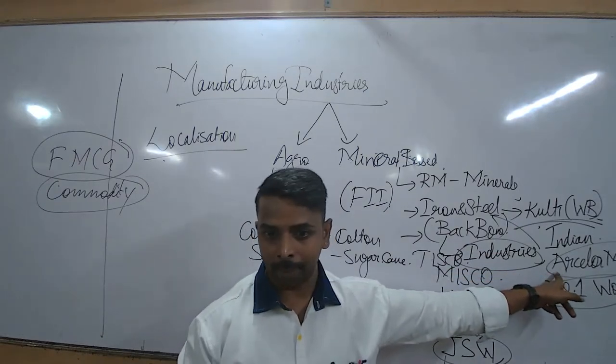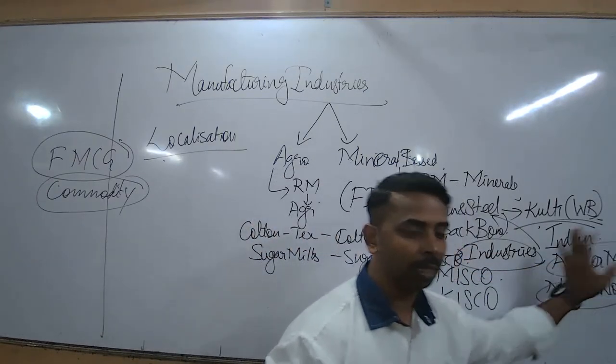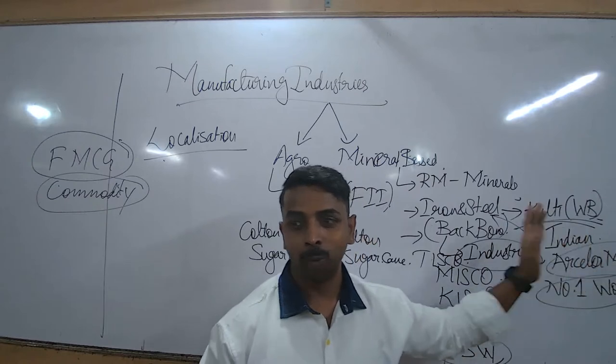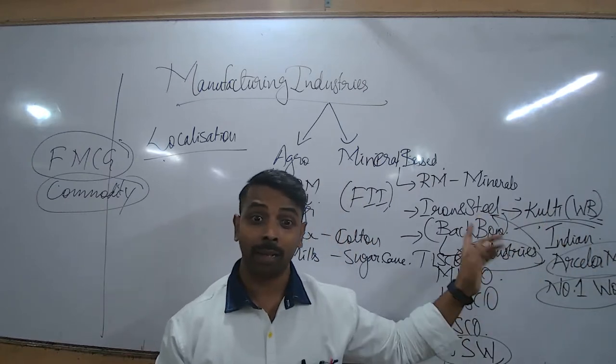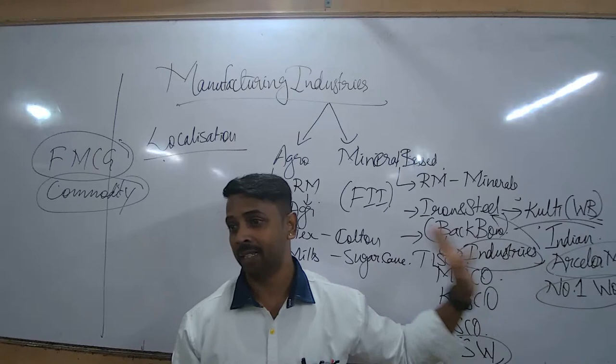Arcelor was a European company. Then Mittal made a venture and joined it. Now both companies work together. In steel producing in the world, India is number one.